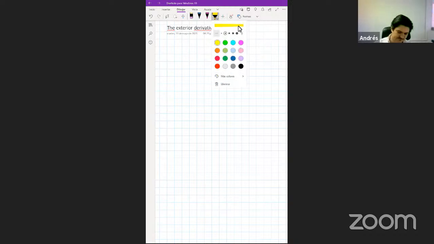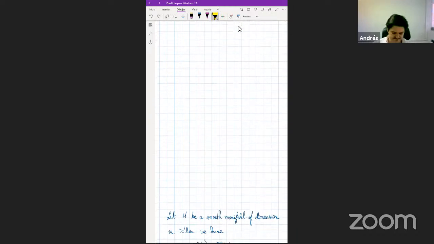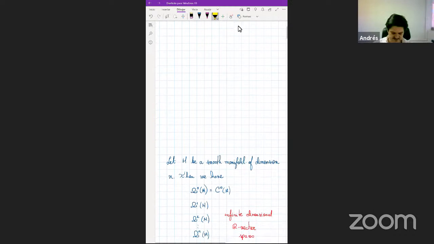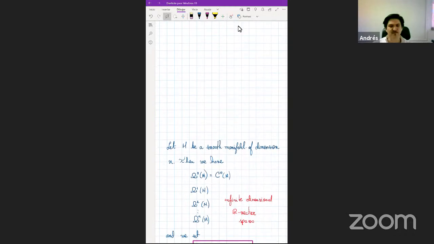Okay, so let's see. This is what we defined last time. We have k differential forms, right? We agree that in degree 0, the convention is that they are smooth functions. That is, a 0 form is a smooth function. Beyond that, we have 1 forms, 2 forms, all the way up to n, which is the dimension of the manifold.